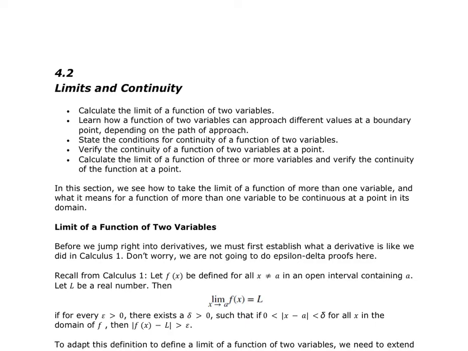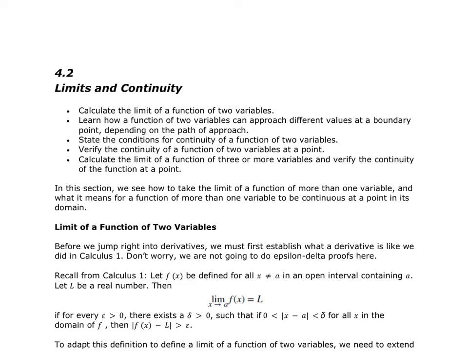Welcome. In this video, we are going to look at limits and continuity in two or more variables. Before we jump into derivatives, we must first establish what a limit is, like we did in Calc 1. But don't worry, we're not going to be doing any epsilon-delta proofs right now.